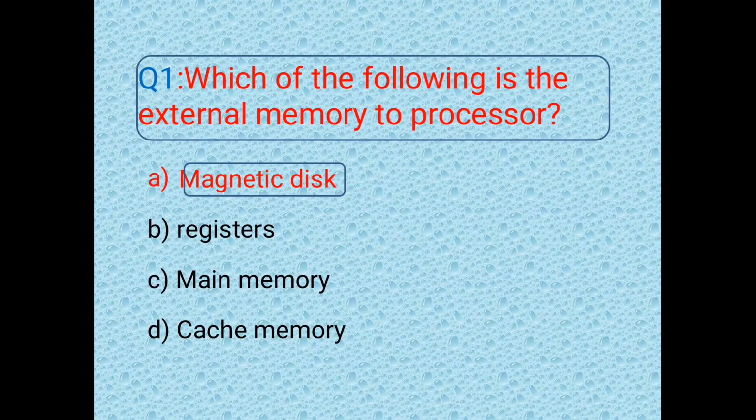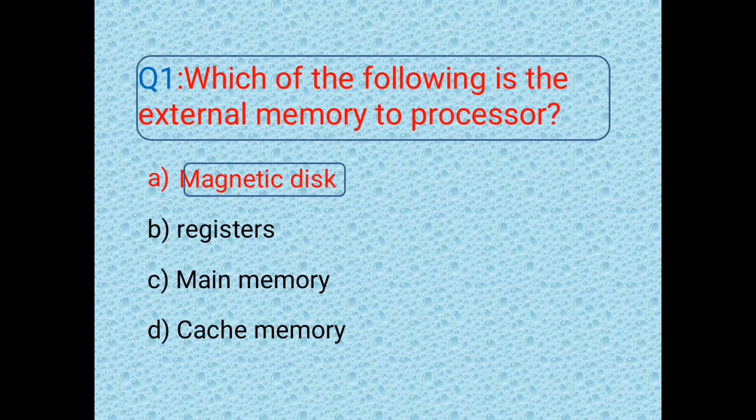Which of the following is the external memory to the processor? So what is external memory? External memory is also known as the secondary memory of the computer. External memory or secondary memory is the same thing. It is that memory which is used to store a large amount of data. So which one is the external memory to the processor?